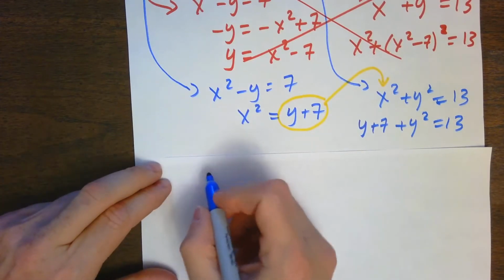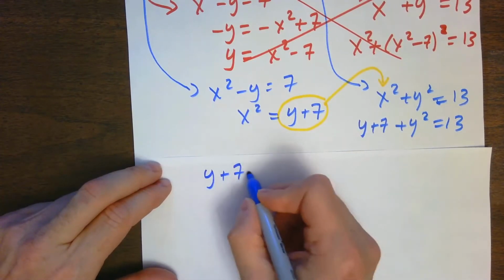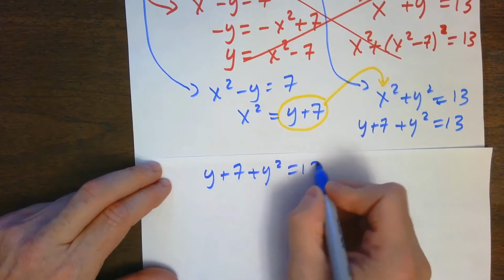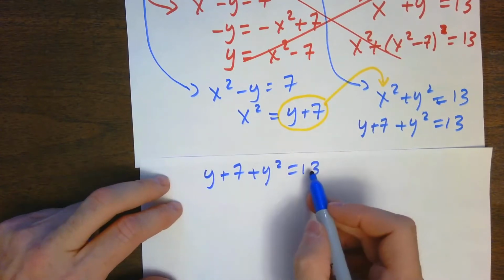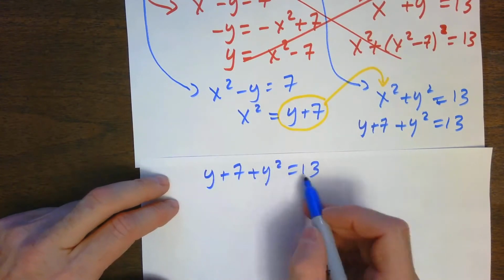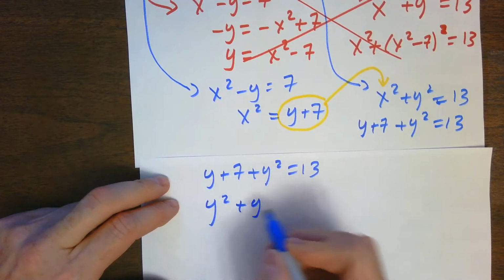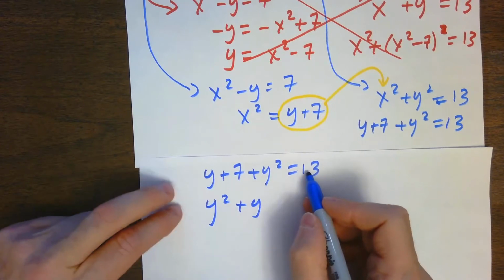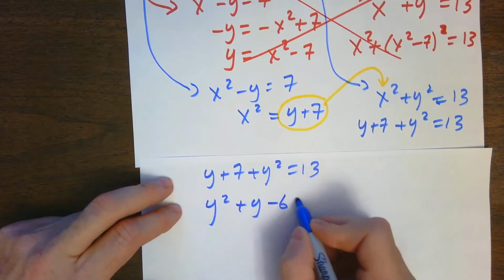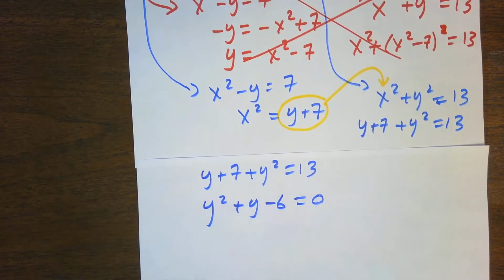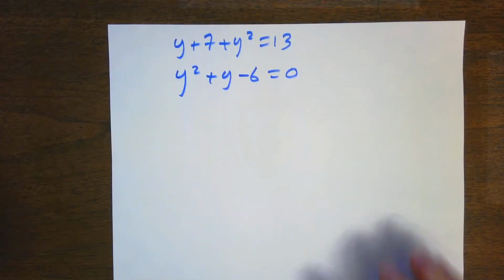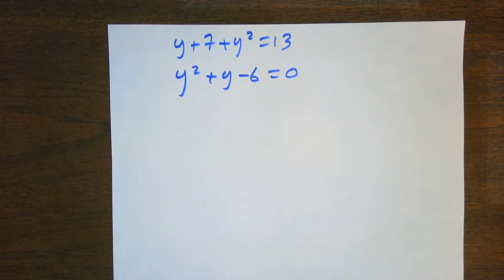All right, here we go. So I need to solve y plus 7 plus y squared equals 13. Let's subtract 13 from both sides and write it in descending order: y squared plus y, 7 minus 13 is negative 6, equals 0. So I subtracted 13 from both sides and wrote it in descending order. I need to solve this quadratic. Well, it's a nice, well-behaved quadratic.